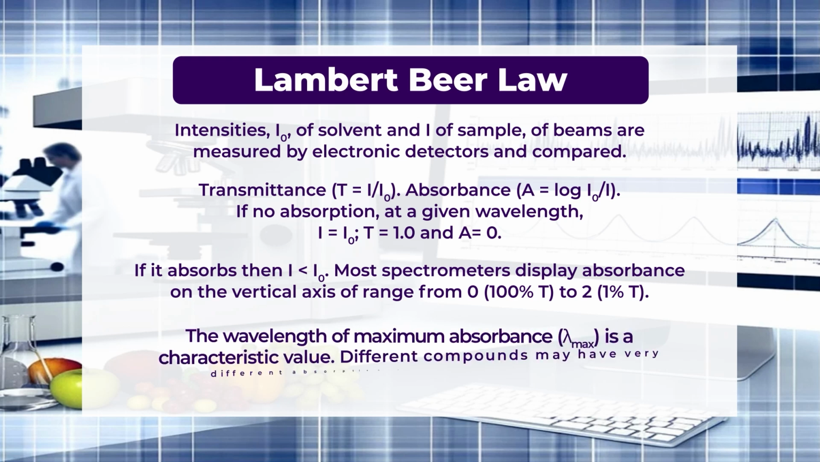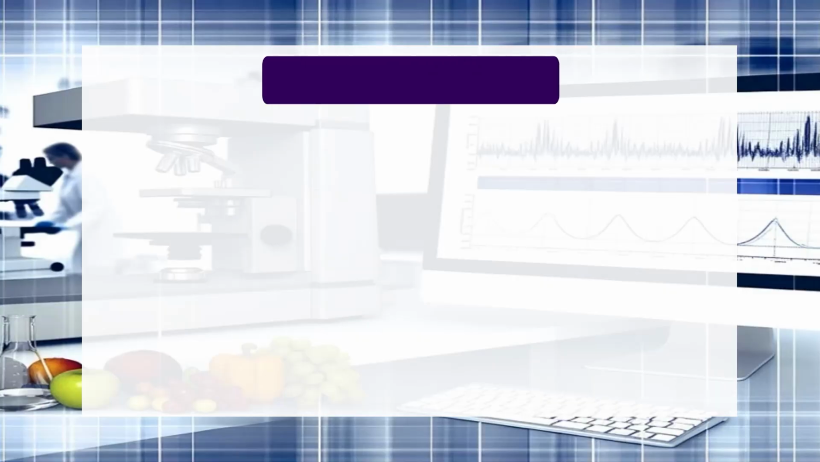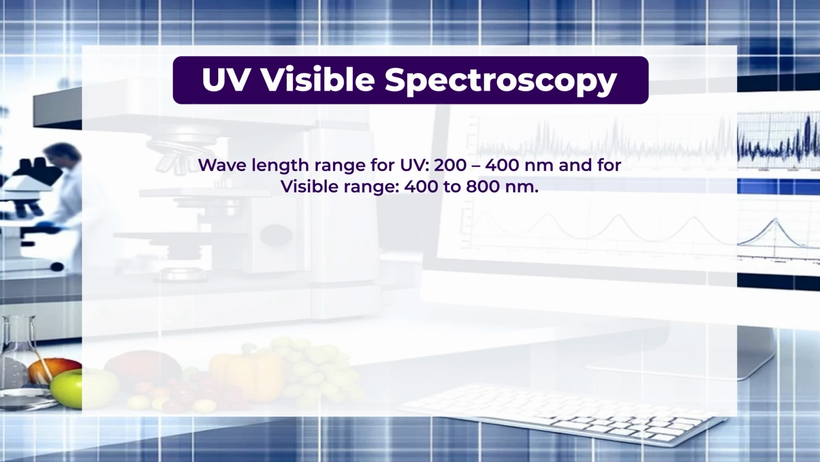We always check the wavelength of maximum absorbance, the wavelength at which the maximum absorption occurs, lambda max, and this is characteristic. For all compounds, visible or non-visible, where visible ones are colored and non-visible ones are not colored, the lambda max is characteristic of the compound. The range for UV is 200 to 400 nanometers. For the visible, it is 400 to 800 nanometers.